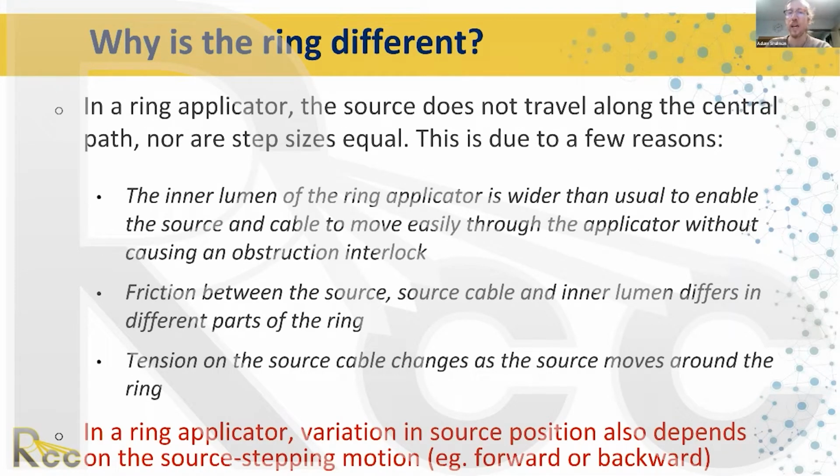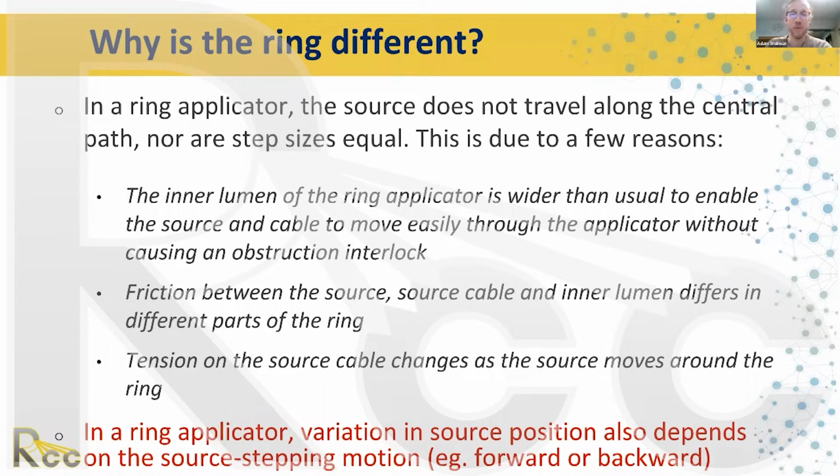In a ring applicator, the source does not travel along the central path, nor are step sizes equal. This is due to a few reasons. The inner lumen of the ring applicator is wider than usual to enable the source and cable to move easily through the applicator without causing an obstruction interlock.